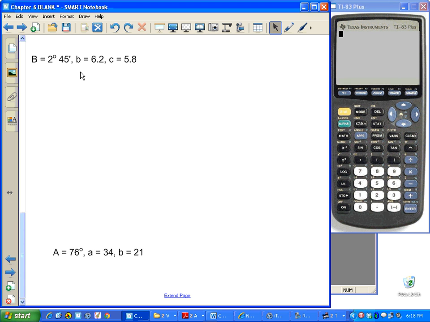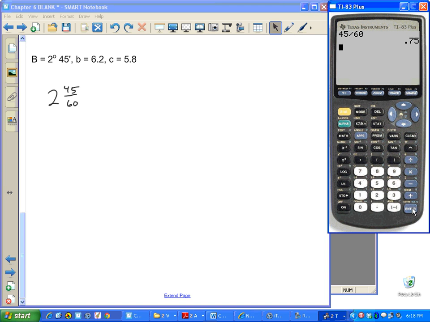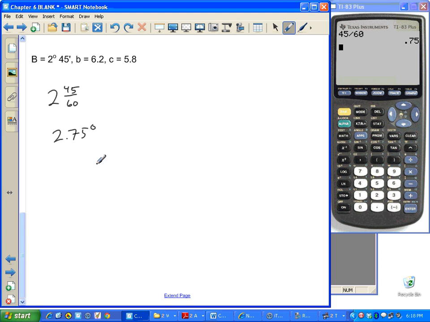Let's look at, we're not going to do this last one, but let's look at these things because these are things that you'll see, degrees and minutes. It's just like a clock. There are 60 minutes in 1 degree. So this is 2 and 45/60ths, which is 2.75. Okay, so really this is 2.75 degrees. And then you can do sine of that over 6.2 equals sine C over 5.8. And then go from there and solve it. Okay, I just want to show you the minutes thing because that'll come up.